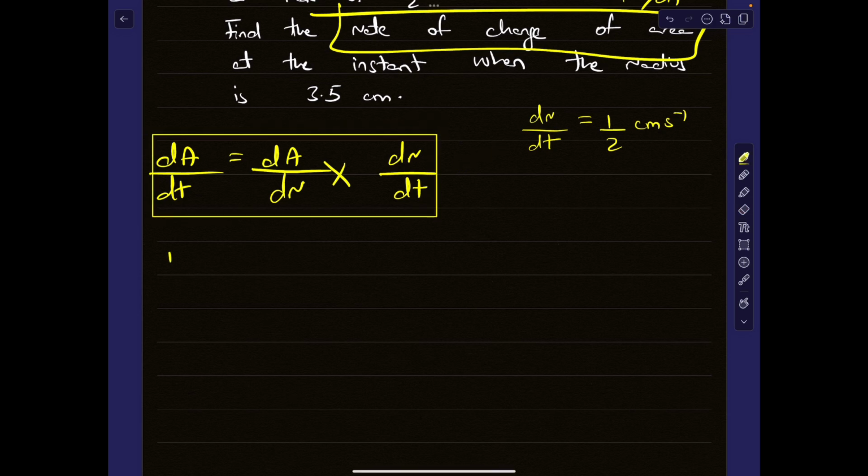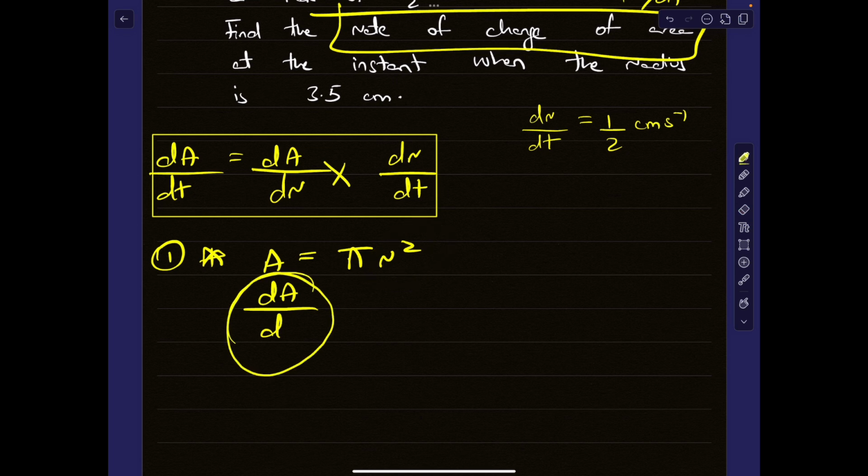So the first step's gonna be finding dA over dr. We know that the formula for area of circle is pi r square. We'll differentiate this with respect to r, that is, area differentiated with respect to r, dA over dr is 2 pi r.